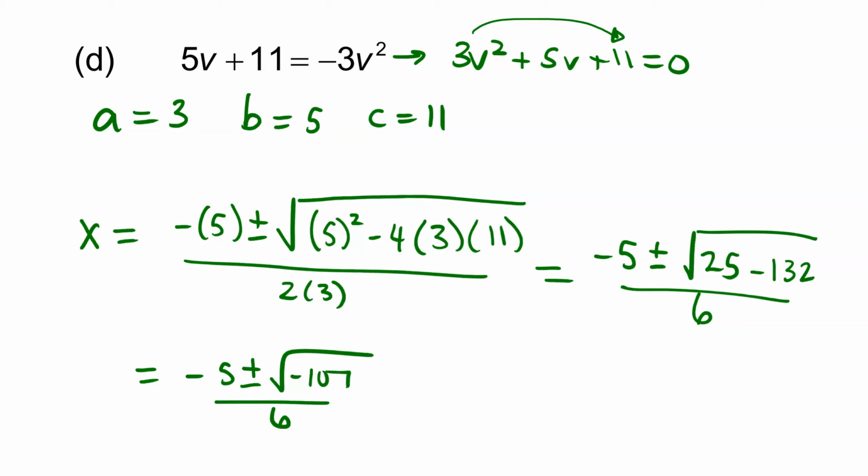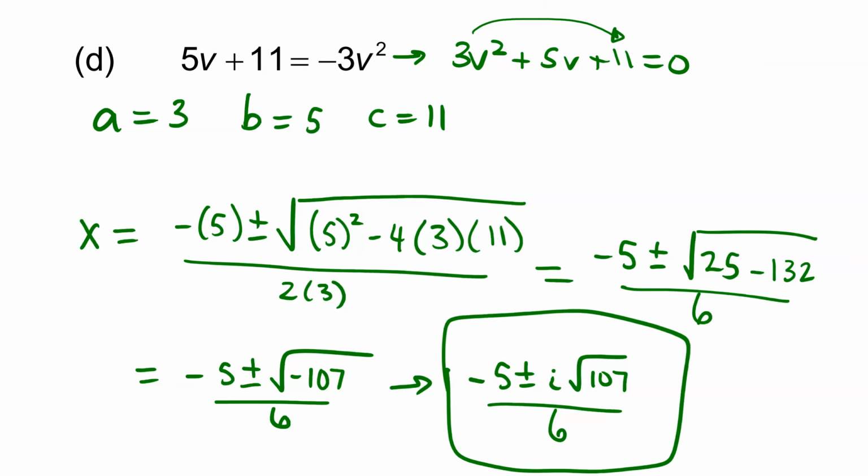We can't take the square root of that. So this is where imaginary numbers come into play. I could rewrite this as negative 5 plus or minus i root 107. Notice what happens to the negative under the radical? It disappeared because I rewrote it in terms of i. So there are 2 solutions, and this is how I would write the solution.